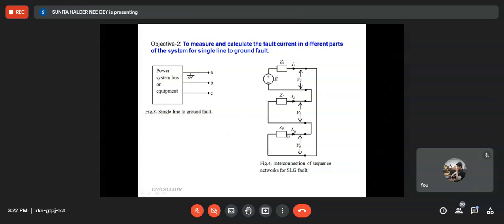connected in series. The positive sequence network has a voltage, because the generator always generates positive sequence voltage only, and the negative sequence network only has negative sequence impedance. The zero sequence network has zero sequence impedance.